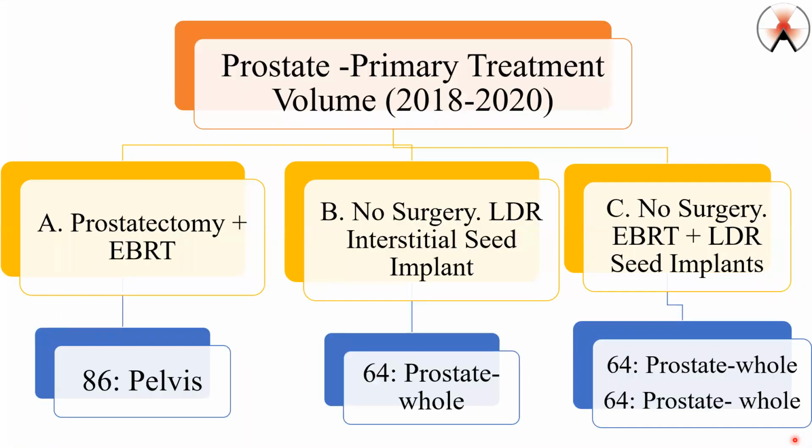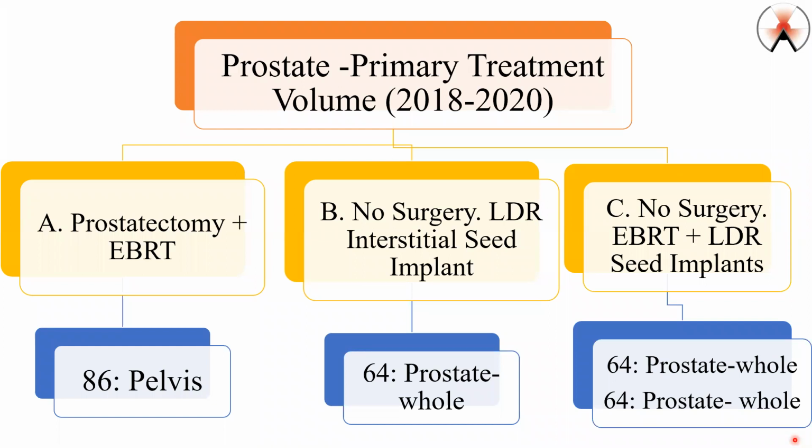Your primary treatment volume, and there's a reason why I included in parentheses the years 2018 and 2020. And the reason is that in 2021, there is a change to this. Okay. So if your patient underwent a prostatectomy followed by external beam radiotherapy, then the primary treatment volume, since the prostate is gone, as per the STORM manual for cases 2018 to 2020, we have to code it to 86, the pelvis. Okay.